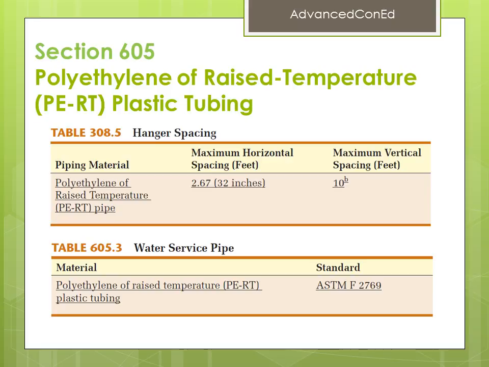Table 605.3, Water Service Pipe. Material, polyethylene of raised temperature plastic tubing. Standard, ASTM F2769.